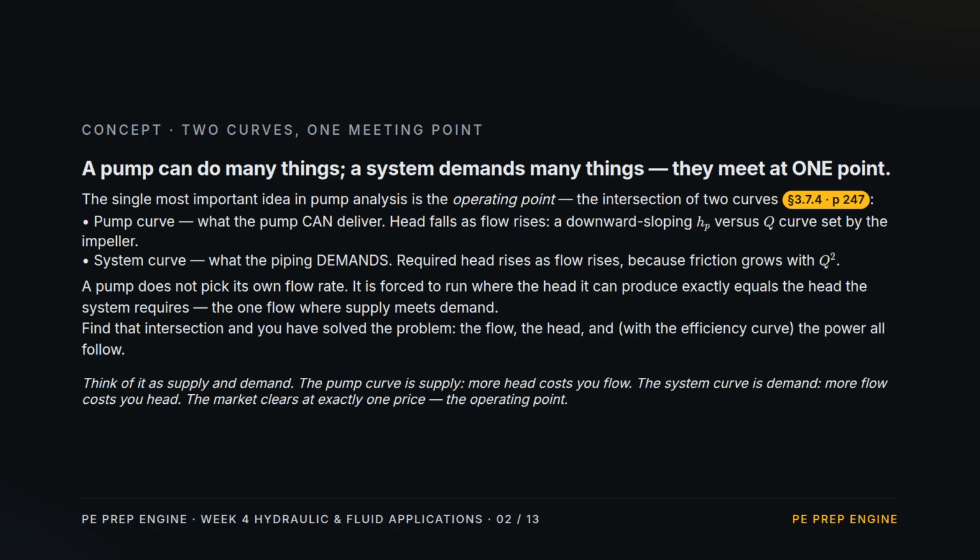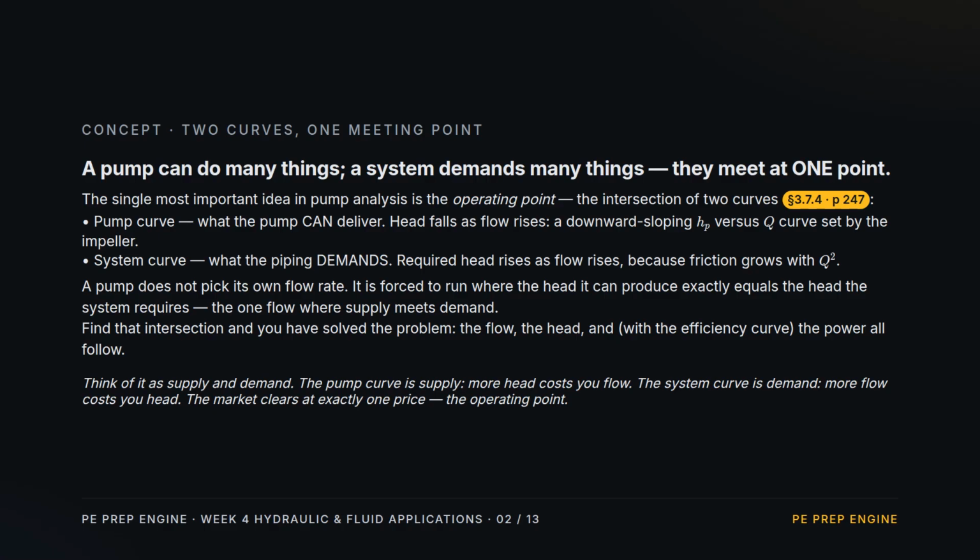The single most important idea in pump analysis, the operating point, where two curves intersect. The pump curve is what the pump can deliver. Head falls as flow rises, so it slopes down. The system curve is what the piping demands. Required head climbs with flow, because friction grows with the square of flow.